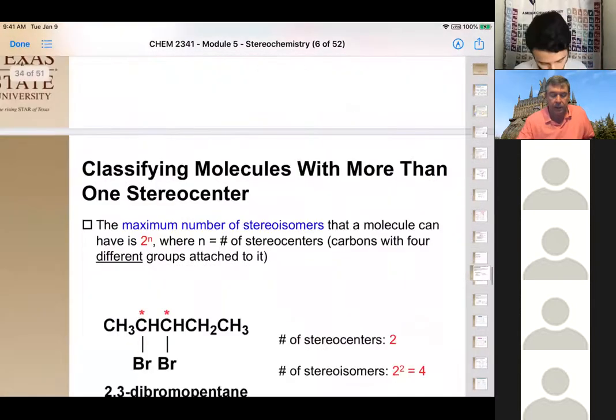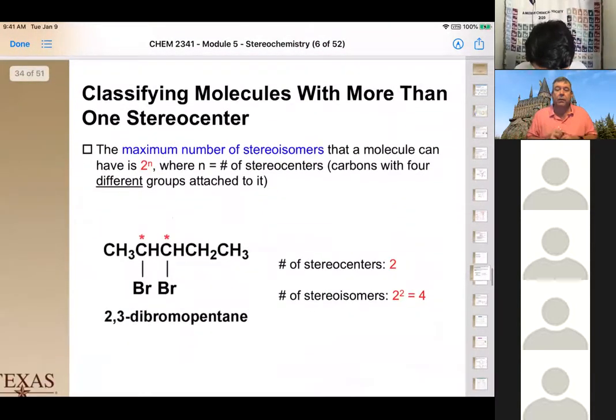Okay. So we talked about one stereo center. We talked about how to label it R and S. And we talked about how you can't differentiate it except by the rotation of light, okay? So now we're gonna add a level of complexity to it. Now we're gonna have two stereo centers in the system, okay? So when you have two or more stereo centers, that gives you a different nomenclature.